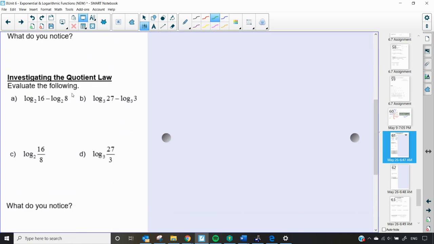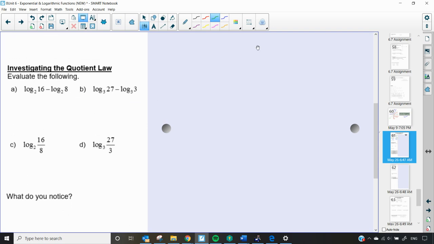All right, so let's take a look at the quotient law. This one here you might have already figured out, or might be able to figure out quickly. We're going to use our calculations from the last example here. We have log base 2 of 16. Well, we know that from before is 4. Minus log base 2 of 8, which we know from before is 3. 4 minus 3 is 1.